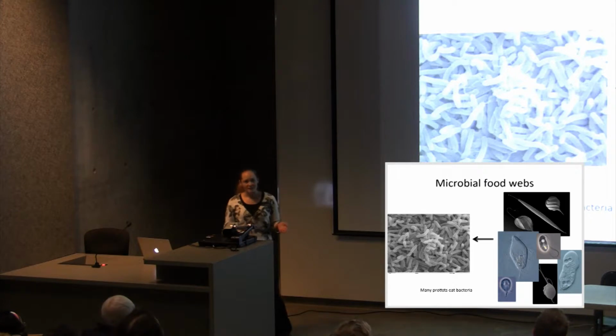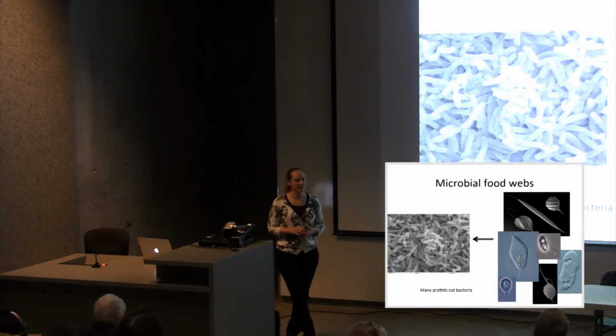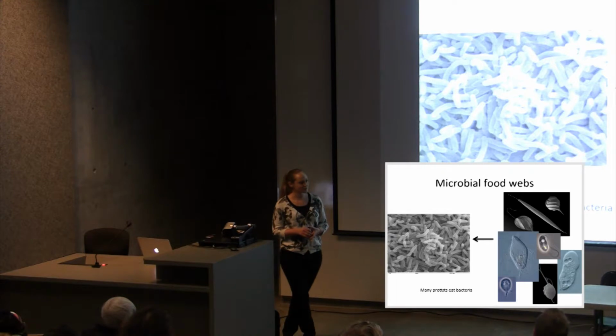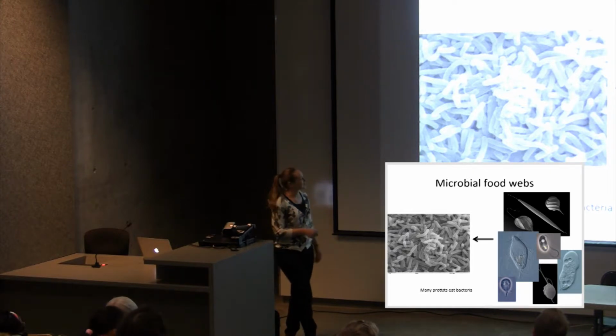There are also lots and lots of bacteria. So for every fish that's out there, we probably have 10,000 to 100,000 algae and protists. And for every algae or protist, you probably have 10,000 bacteria. So there are huge, huge numbers of bacteria. There are more bacteria than there are stars in the galaxy, in the universe. Lots and lots of bacteria.